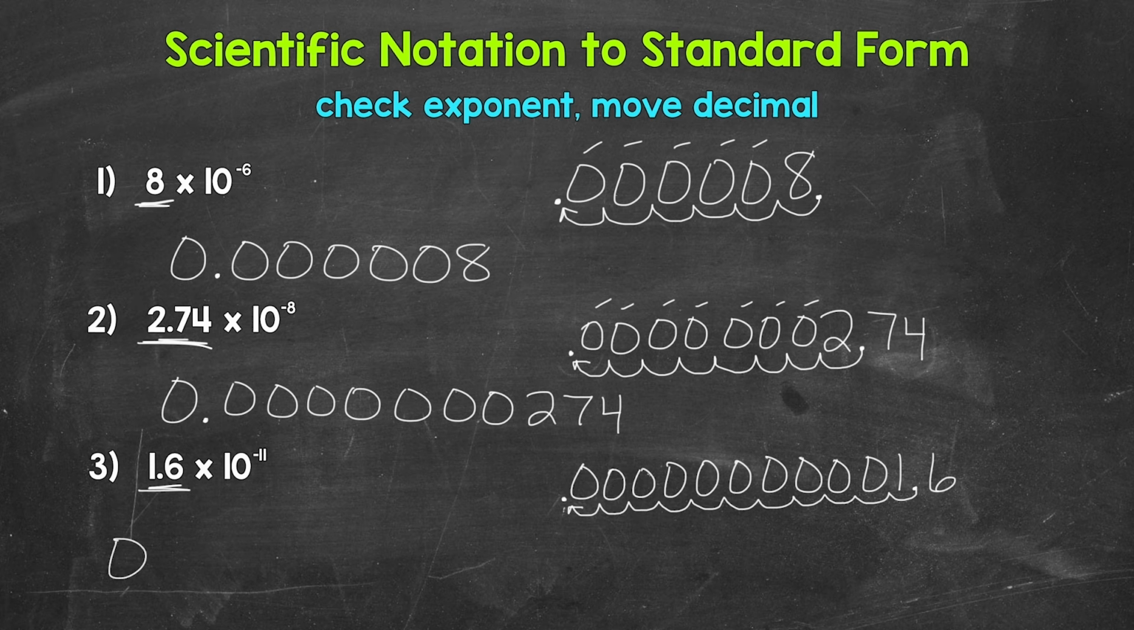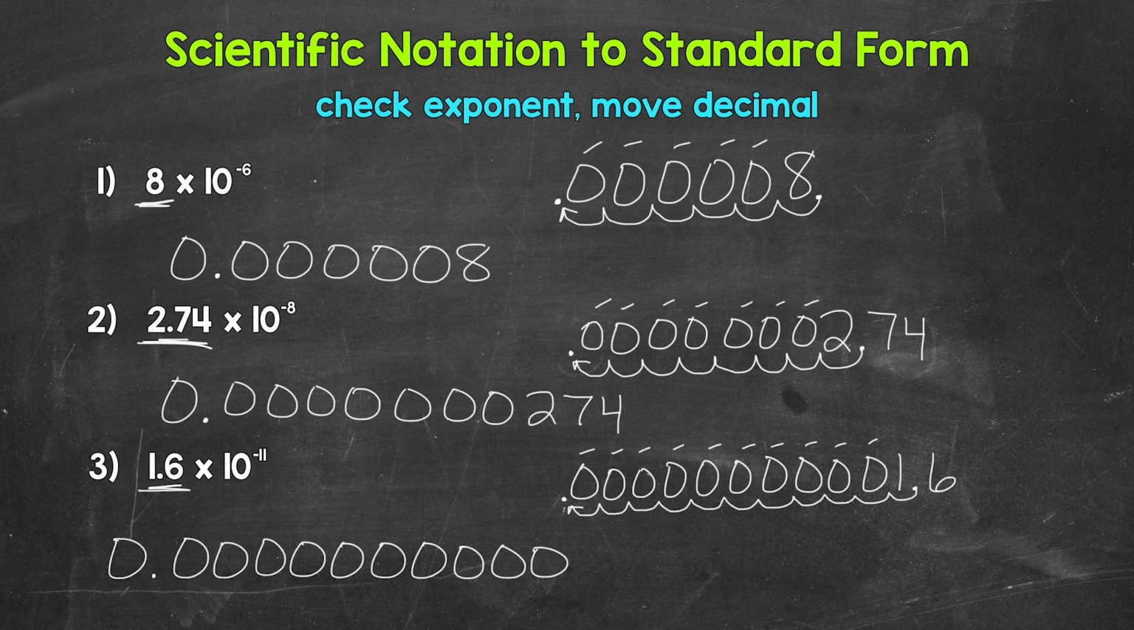And let's rewrite this. So we have 0 and then the decimal. Then we need 10 zeros, and then 1, 6. So 1, 2, 3, 4, 5, 6, 7, 8, 9, 10, and those are all of our zeros. Then we need 1, 6. And that's our standard form for number 3.